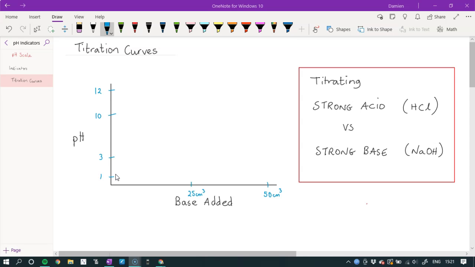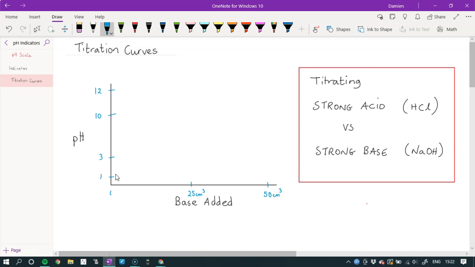So what we're going to do is start with the first one, which is a strong acid versus a strong base. An example of a strong acid is hydrochloric acid or sulfuric acid, but we normally use hydrochloric acid against the strong base, which is NaOH. And we're going to look at our graph and add some base on the x-axis, and the pH is going to be calculated on the y-axis.